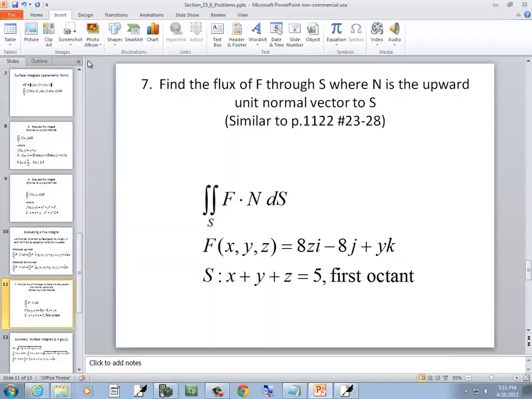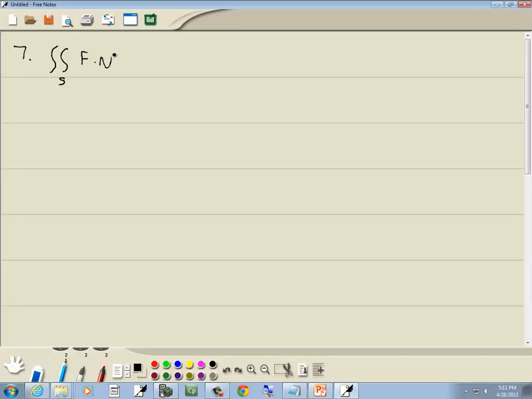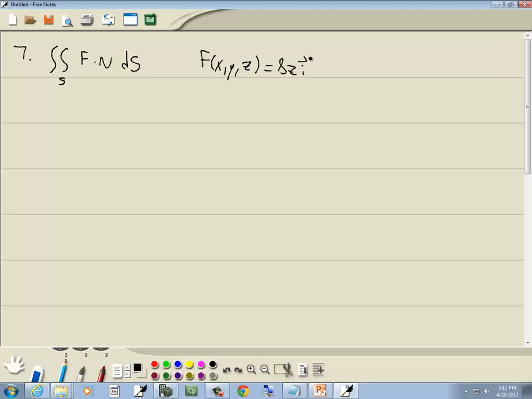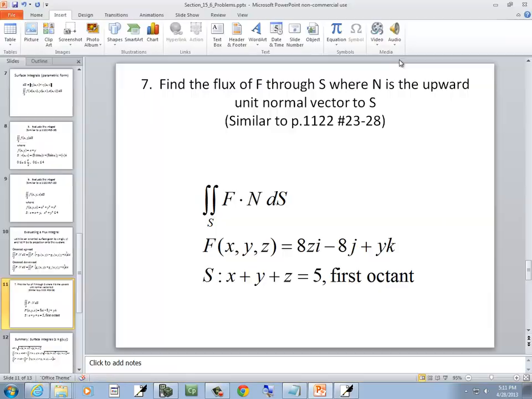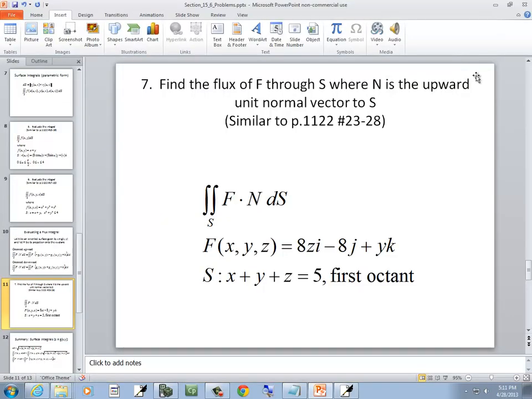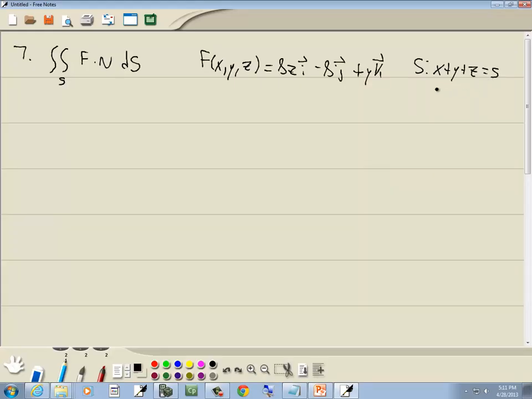And we're trying to find this integral here, this flux integral. And F of x, y, z is equal to 8z i minus 8 j plus y k. And S is going to be x plus y plus z is equal to 5 in our first octant.